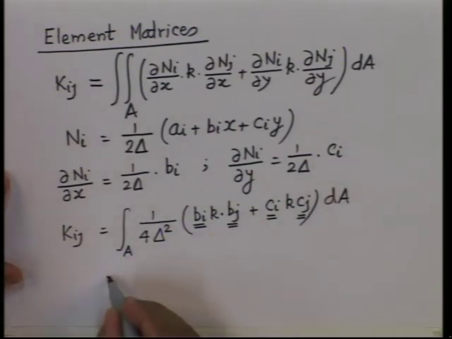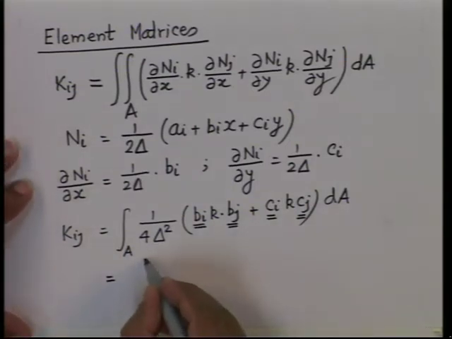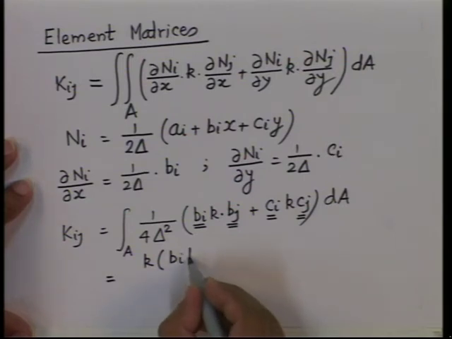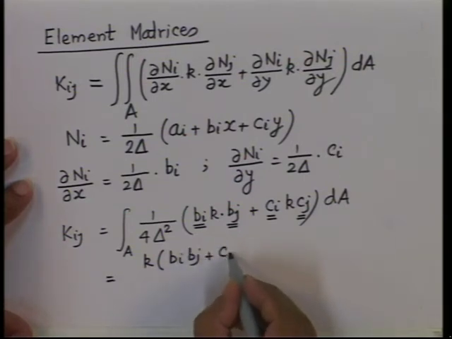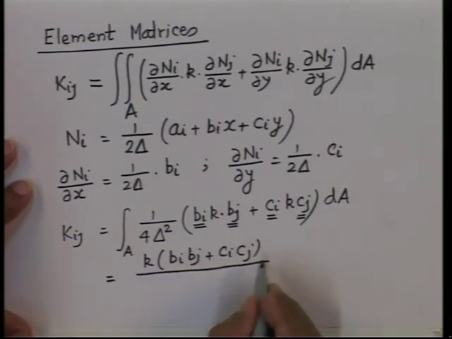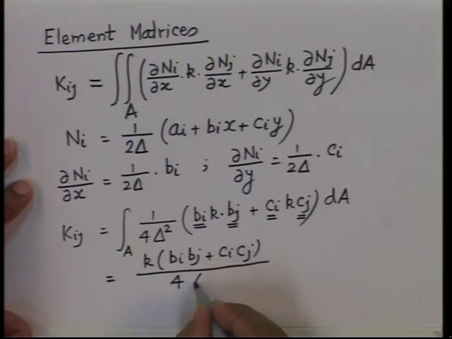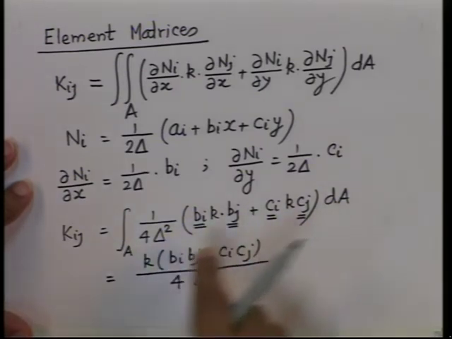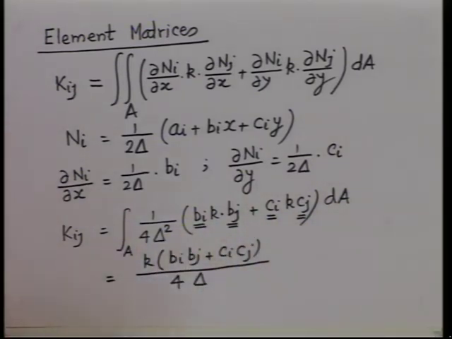So, it will finally be simply k times (bi bj plus ci cj) divided by 4 delta, because if you integrate a triangular area you will get delta. So, we have got a simple formula to compute any term of k ij, which can be done easily.